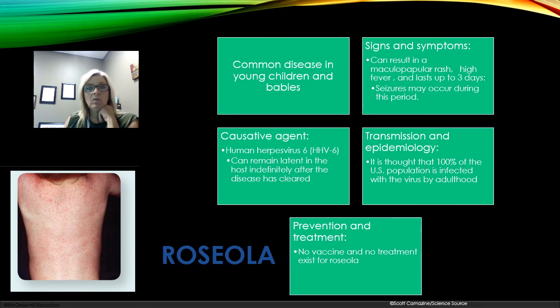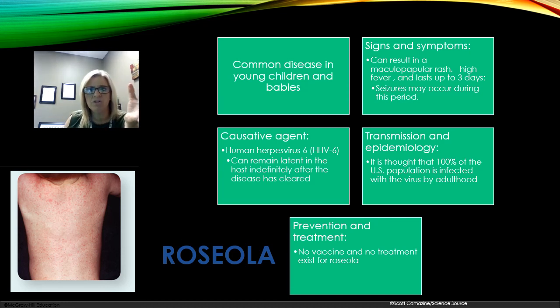Next, we have roseola, all right? This is human herpes virus number 6. You're going to need to be very careful with the herpes viruses. We have a lot of them, okay? And so 6 is what this one is. And so you'll need to really find a way to keep those separated for yourself.